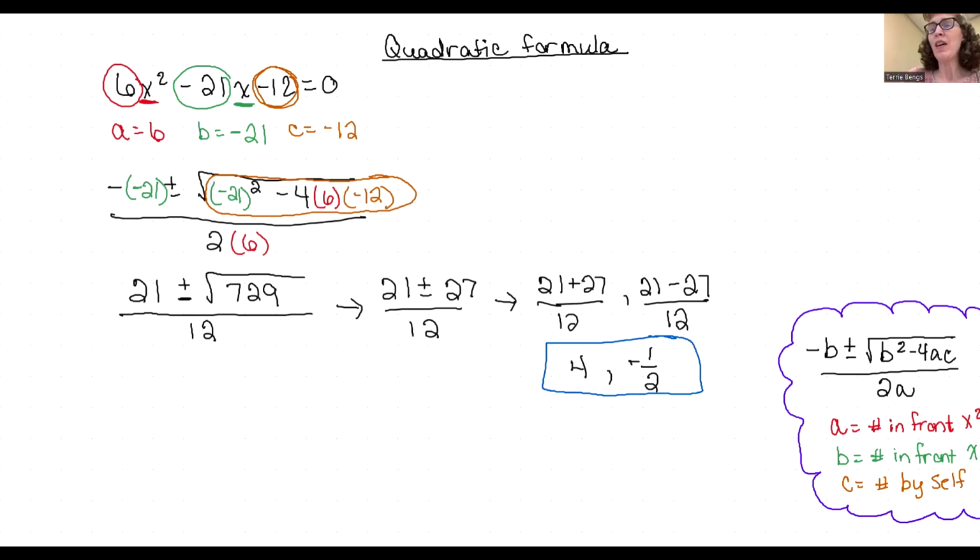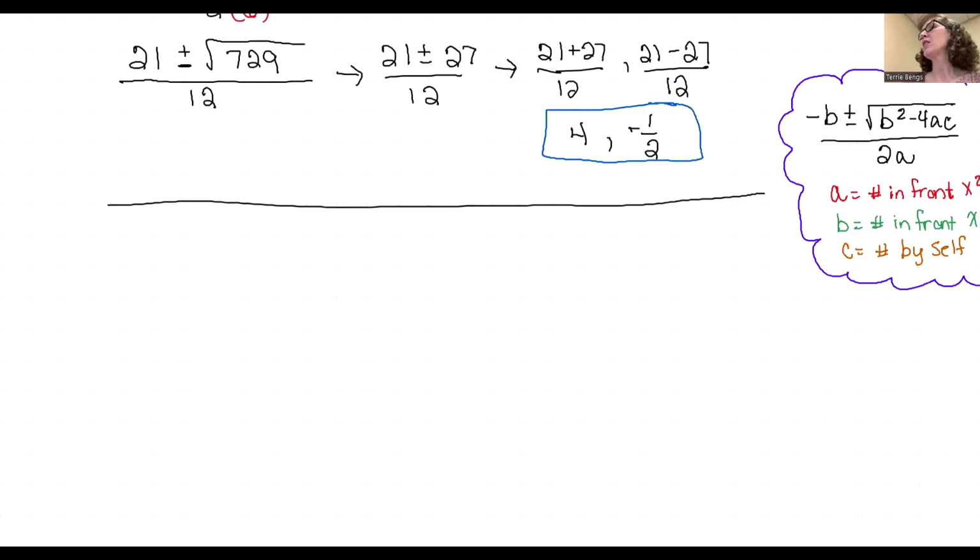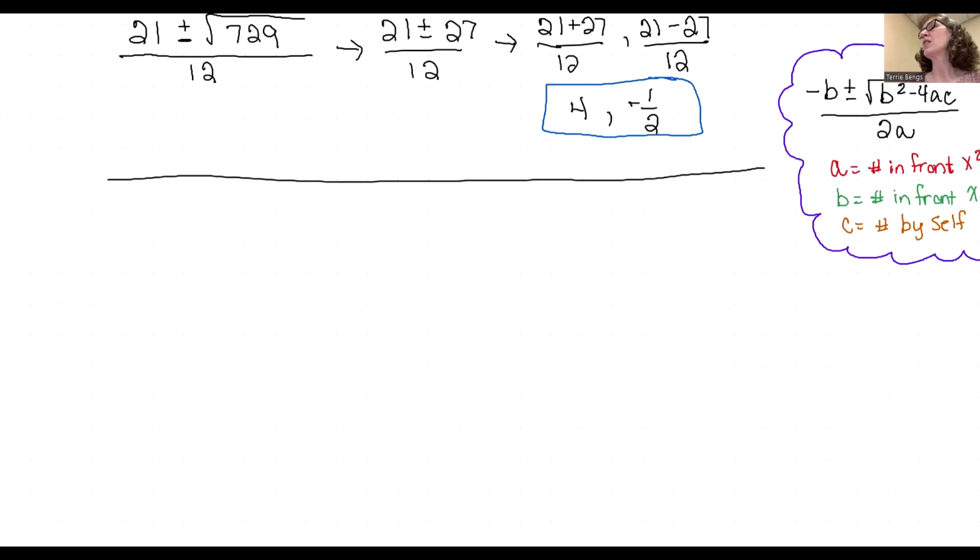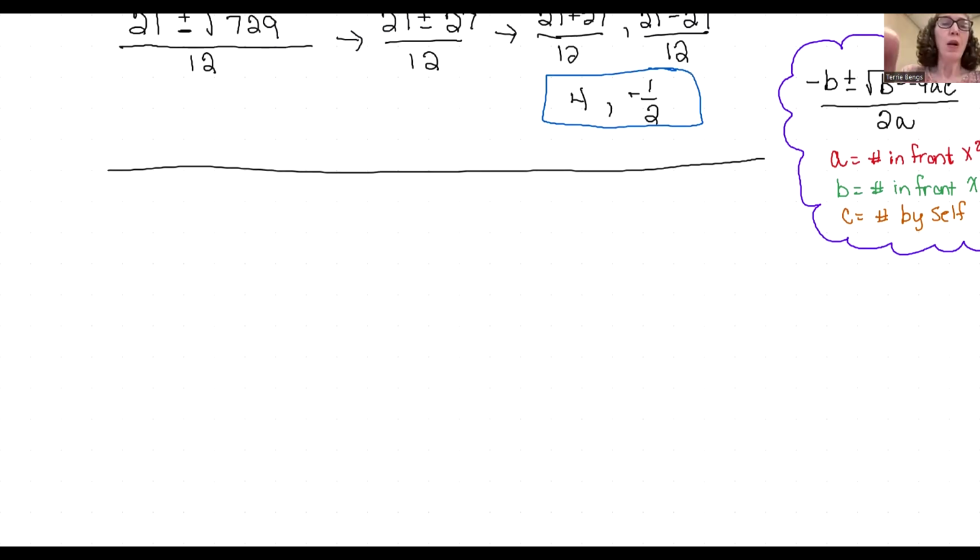Not too bad, huh? I'm going to separate this a little bit, and then I'm going to scroll up, but I want to make sure that we can still see our formula, so you can still see it. Okay, perfect. All right, so we're going to try another problem here. We've got -15x squared equals -9x minus 6.